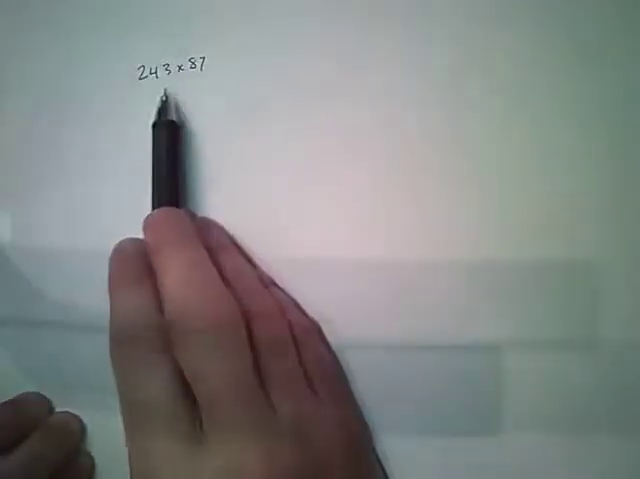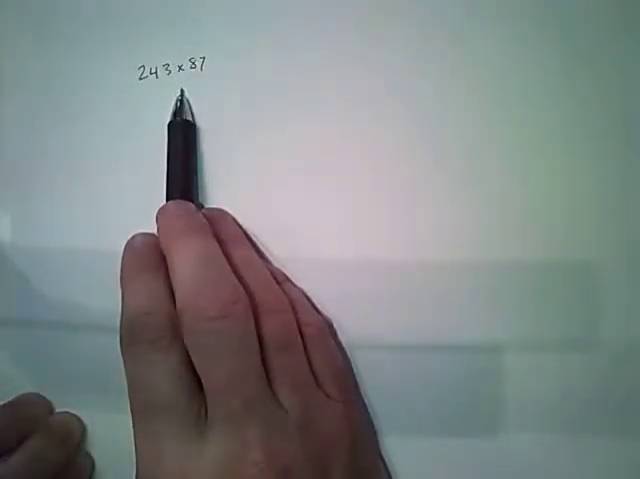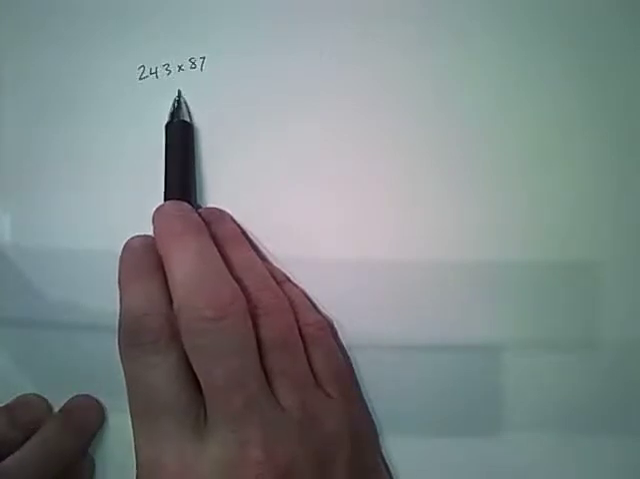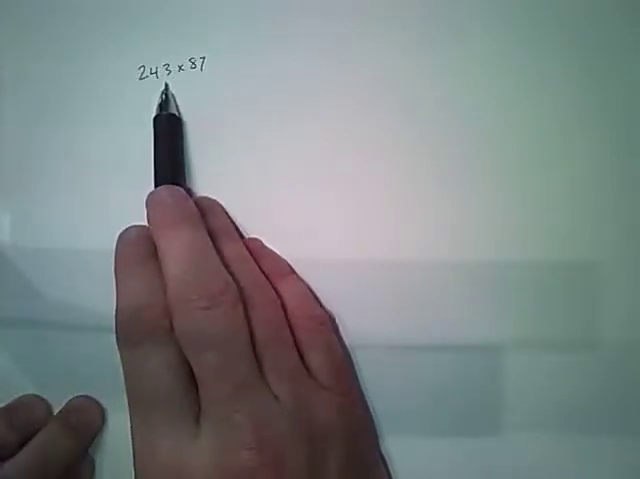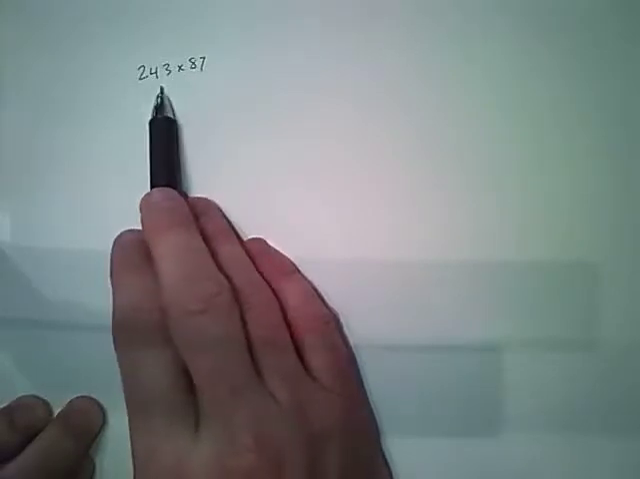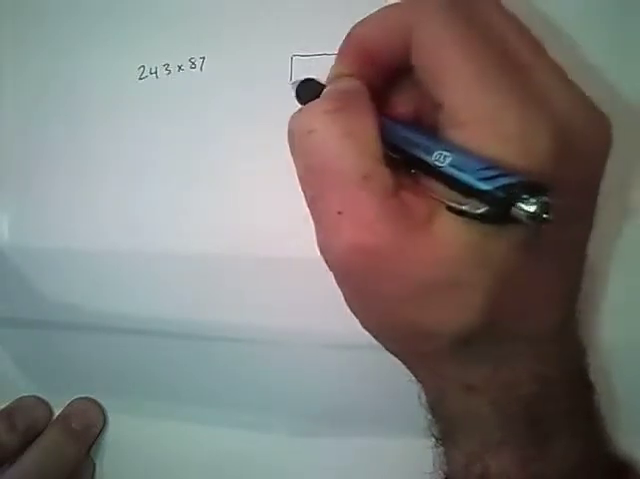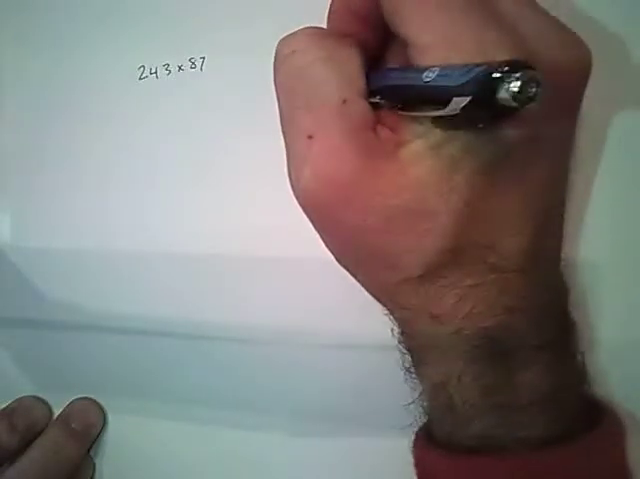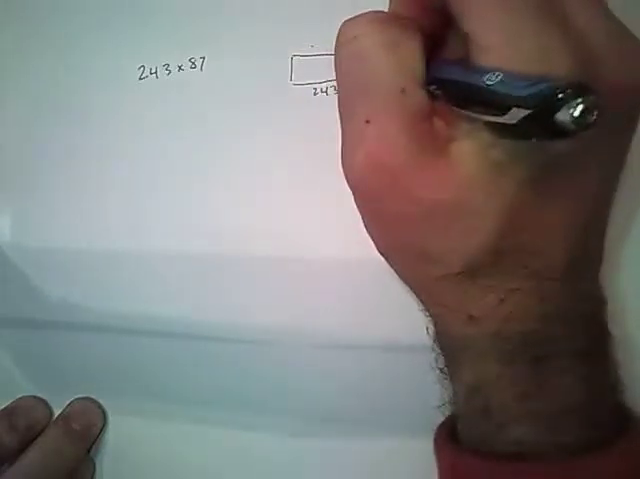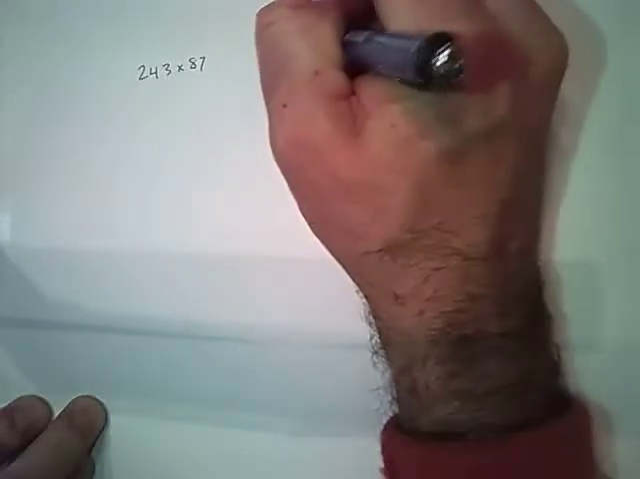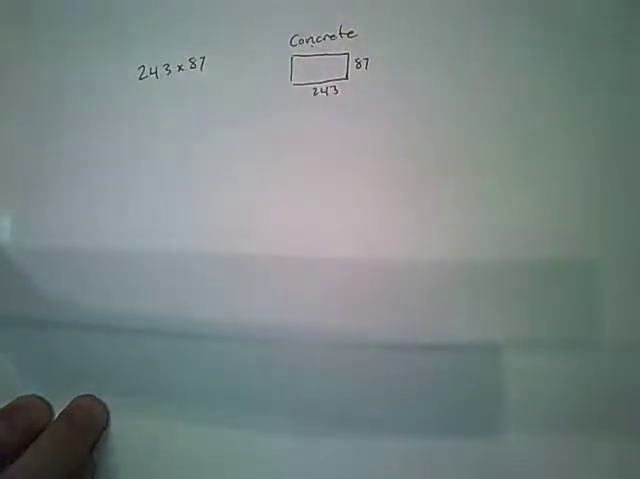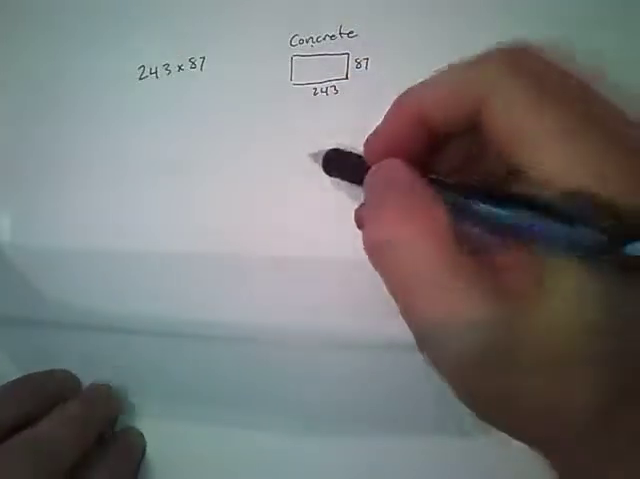So we know that at some point we can look at the area model for this product and say that it can be modeled geometrically as the area of a rectangle with base 243 and height 87. No big deal there, that's easy enough. This is the concrete. Okay, let me blow this up a little bit.